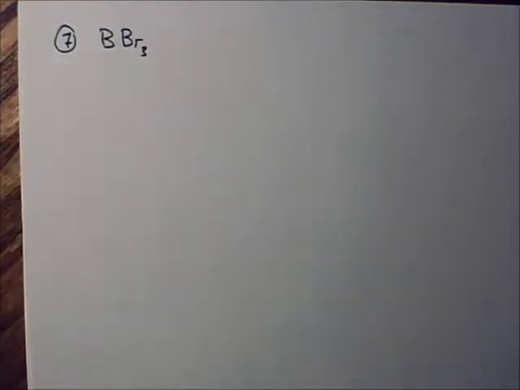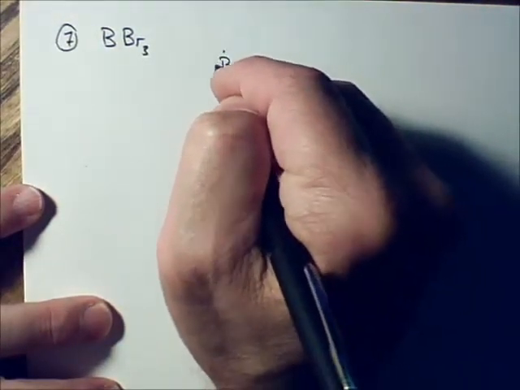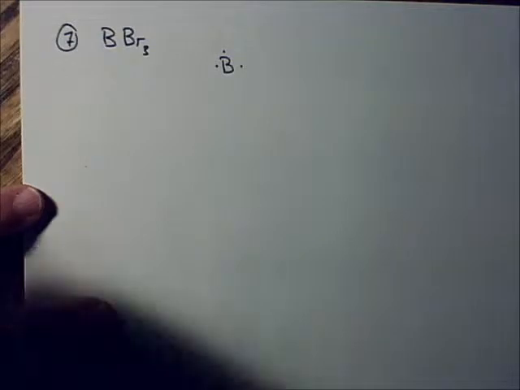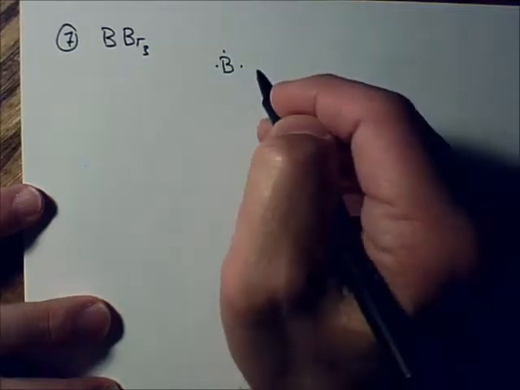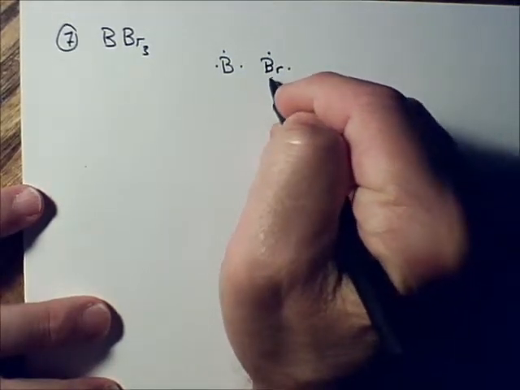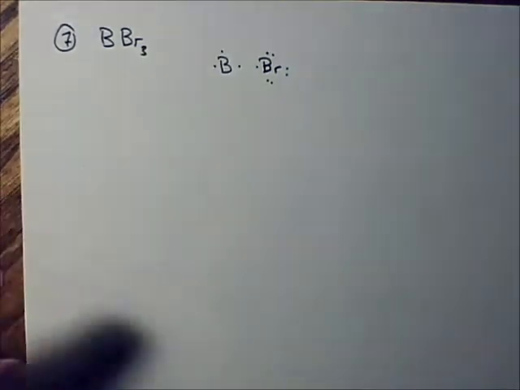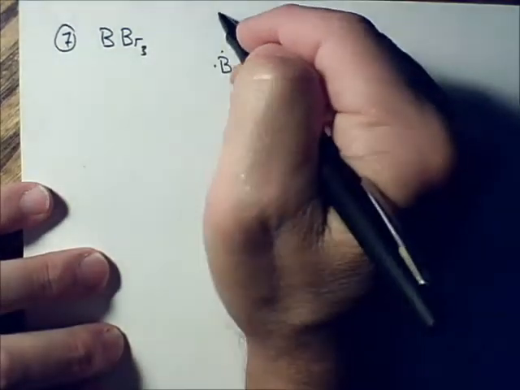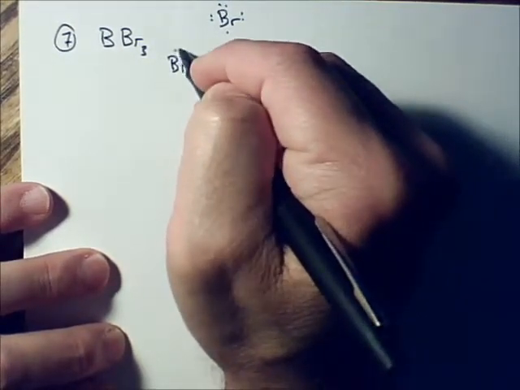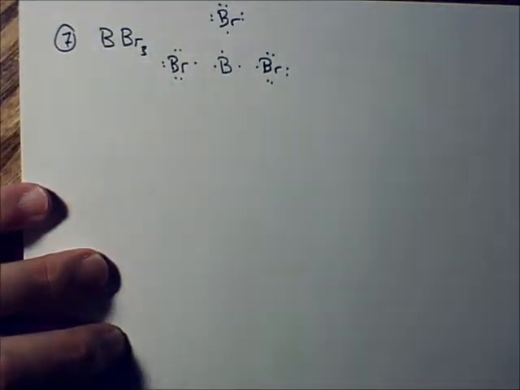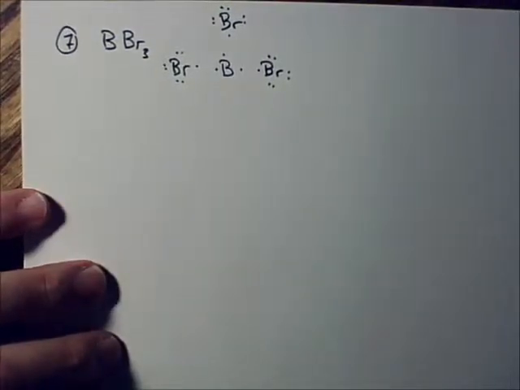How many electrons are on a boron? 3. How many electrons are on a bromine? Not 5. 7. 1, 2, 3, 4, 5, 6, 7. And I've got 3 bromines. Based on what I've taught you so far in here, there's only one way to make this happen, and it's going to break a rule.